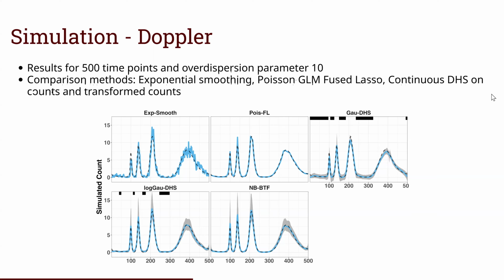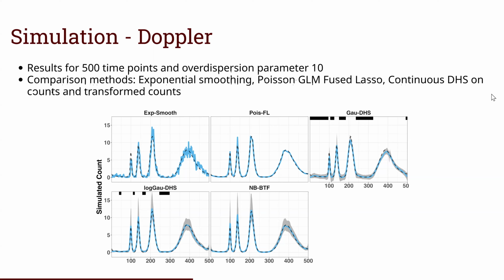For the Gaussian and log Gaussian, you see these black bars. That's highlighting all of the time points where the pointwise credible interval for the mean went below 0. We can't have a mean in this model that goes below 0, so those are essentially time points where your model has misspecified inference.